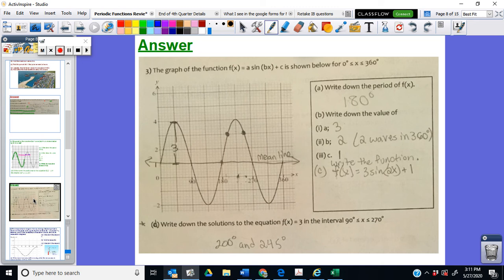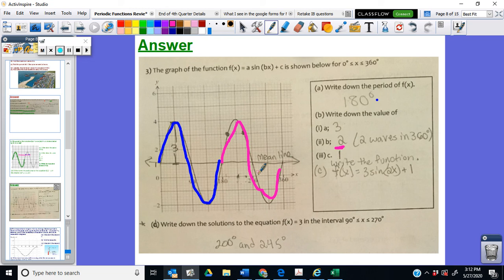So first of all, you can see one full wave is 180 degrees. And then A is your amplitude. So you can see that line, that distance is 3. And then 180 degrees is one wave. How many waves would show up in 360? Well, you can see that there's 2. Here's one, and then the other. There's the second. So B is 2.